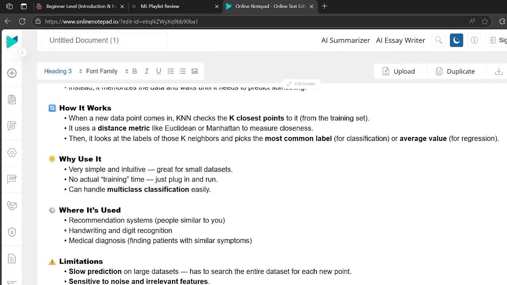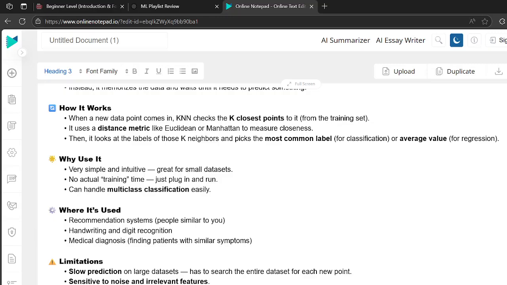So where is it used? It is used in recommendation systems, people similar to you, like recommendation of movies, games, food, and that kind of stuff. It is also used in handwriting and digit recognition to identify the handwriting and the digit and the specific values regarding that, and for medical diagnosis, including finding patients with similar symptoms.